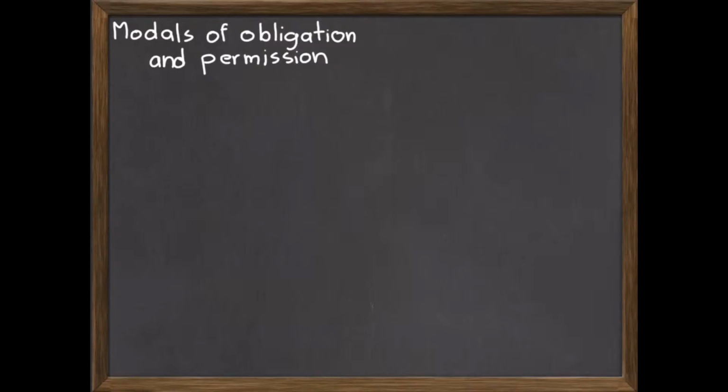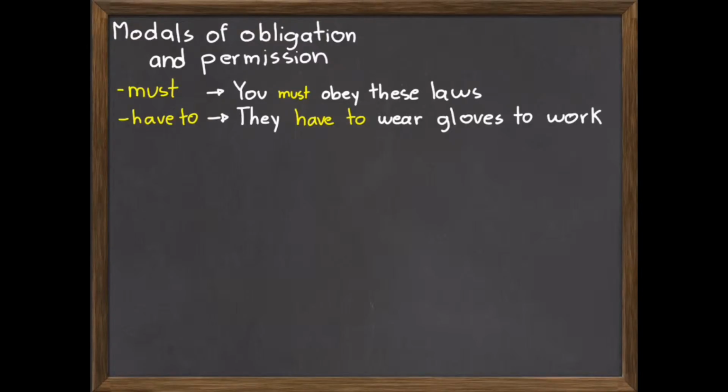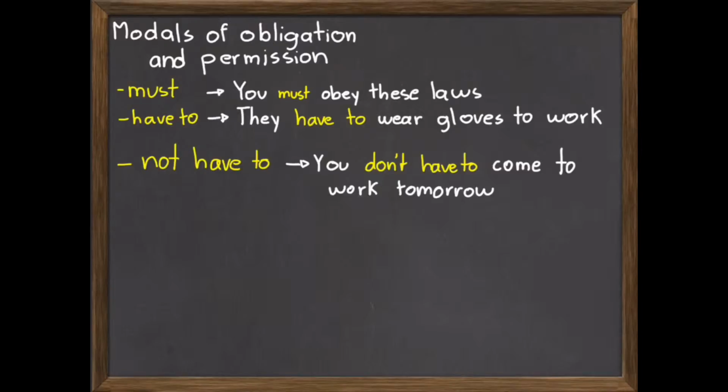We use the modal verbs must and have to talk about obligation. For example, you must obey these laws. That's an obligation. They have to wear gloves to work. That's another obligation. We use not have to say that something isn't necessary. For example, you don't have to come to work tomorrow. That means that it's not necessary, you can stay at home.